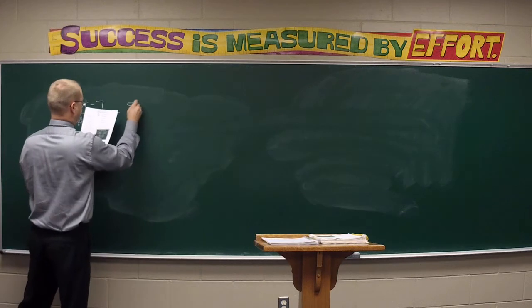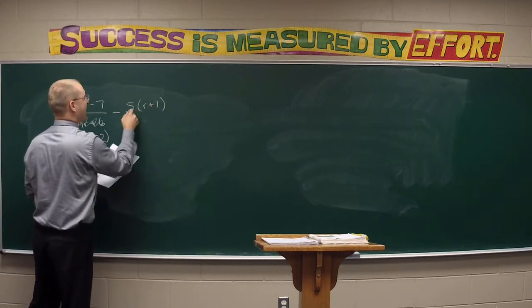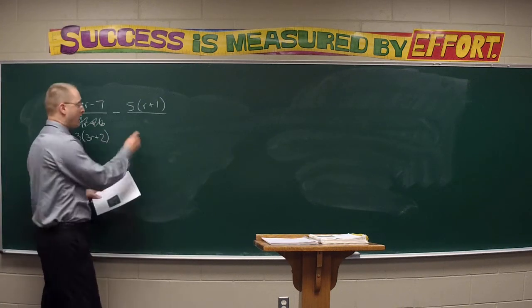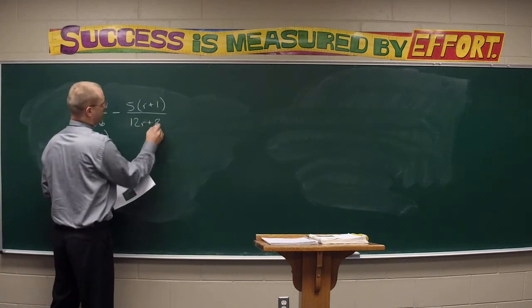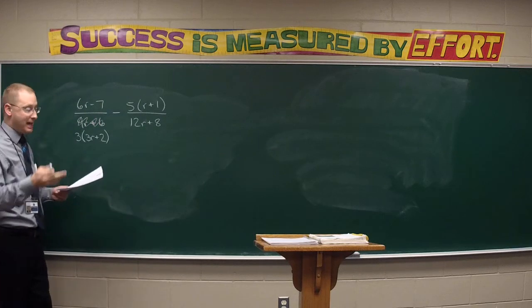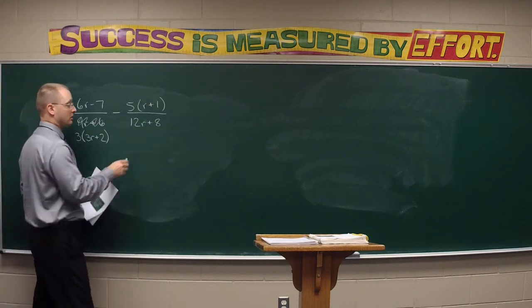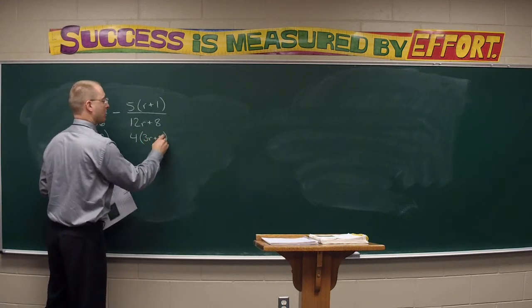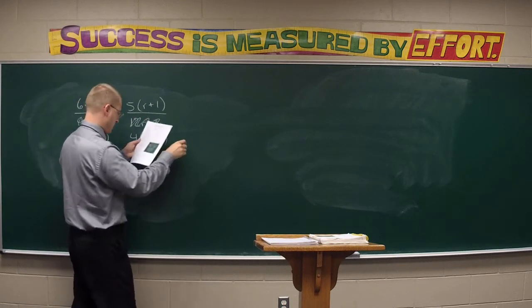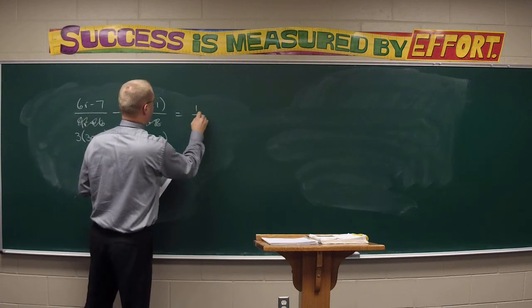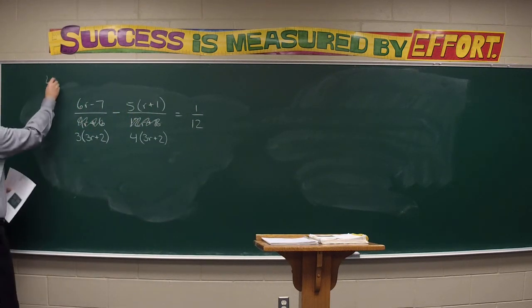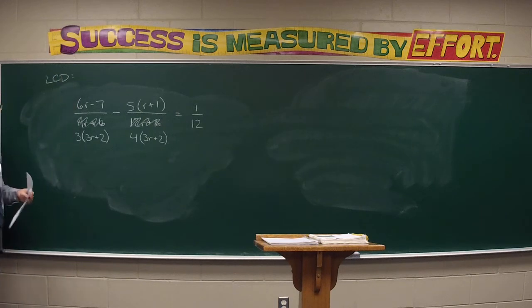And then we've got a 5 times r positive 1, which didn't actually need to be in factored form, but if they're going to do it for us, I guess, whatever. Because all I really care about are the denominators being factored or grouped. And then equals 1/12. Really can't do much factoring on a 12 because it's not a polynomial. So we need to figure out what is the least common denominator.